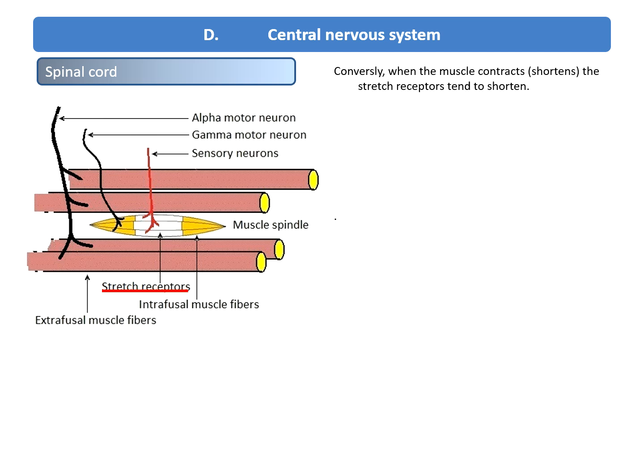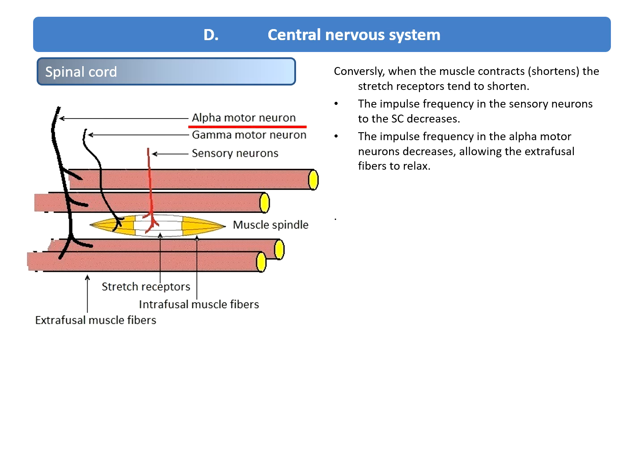Conversely, when the muscle contracts, that is, shortens, stretch receptors tend to shorten. The impulse frequency in the sensory neurons to the spinal cord decreases. The impulse frequency in the alpha motor neurons decreases, allowing the extrafusal fibers to relax. The extrafusal fibers relax, restoring the tension in the motor unit back to normal.